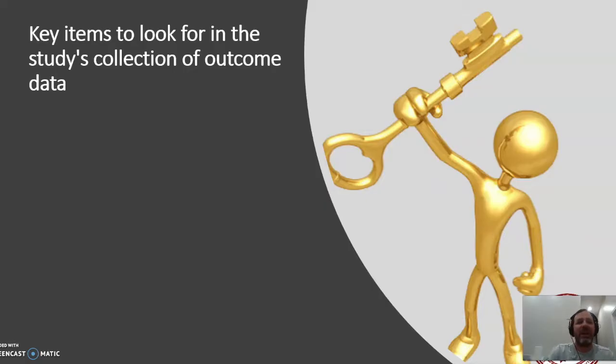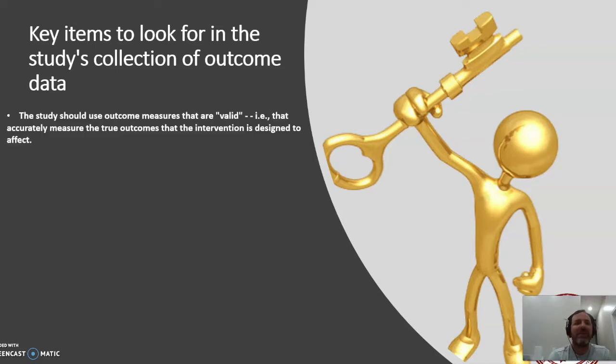Key items to look out for in the study's collection of outcome data. The study should use outcome measures that are valid. For example, that accurately measure the true outcomes that the intervention is designed to affect. To test academic achievement outcomes like reading or math skills, a study should use tests whose ability to accurately measure true levels is well established. For example, Stanford achievement tests, etc.